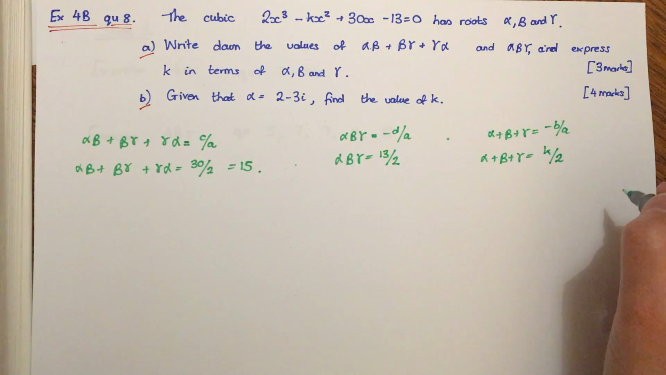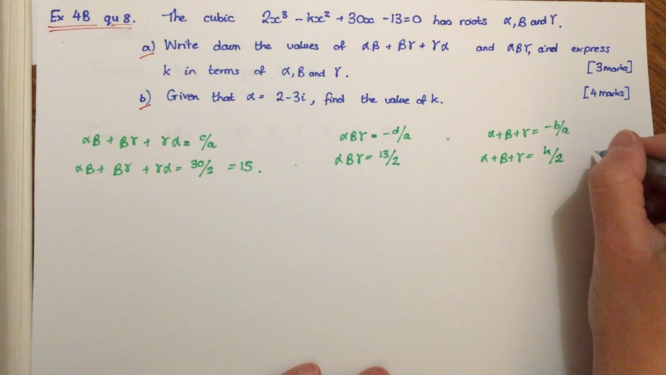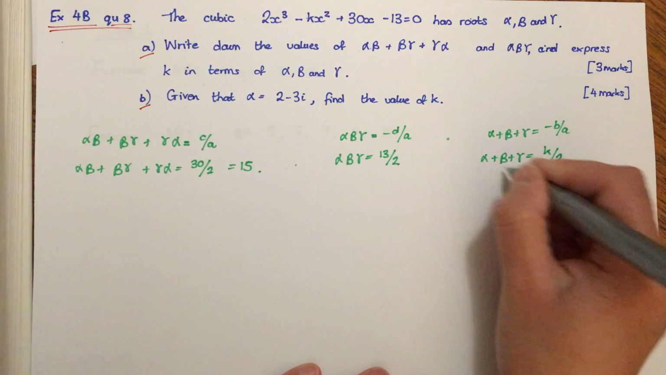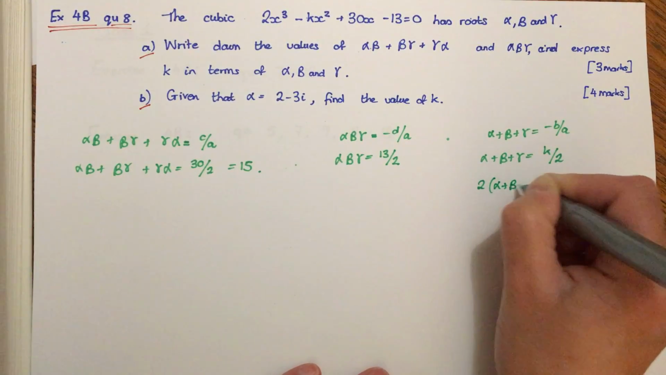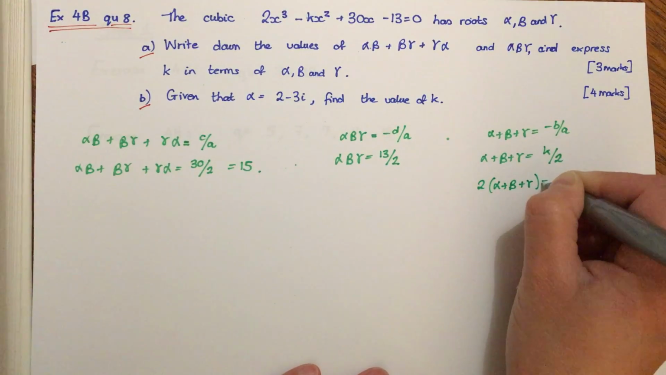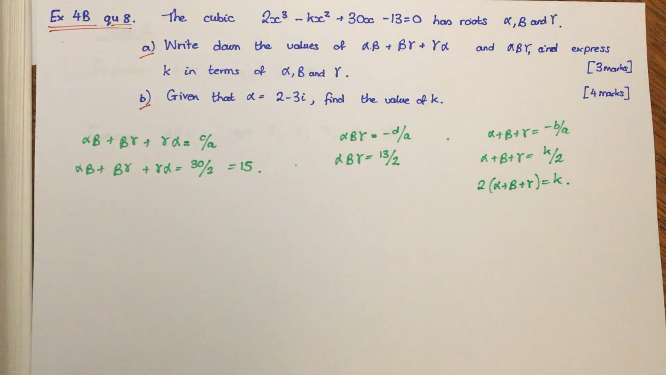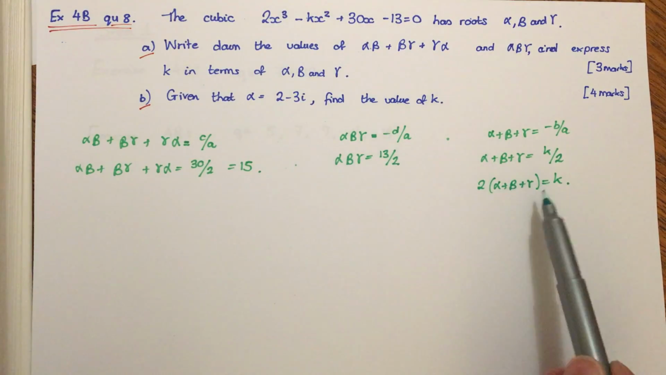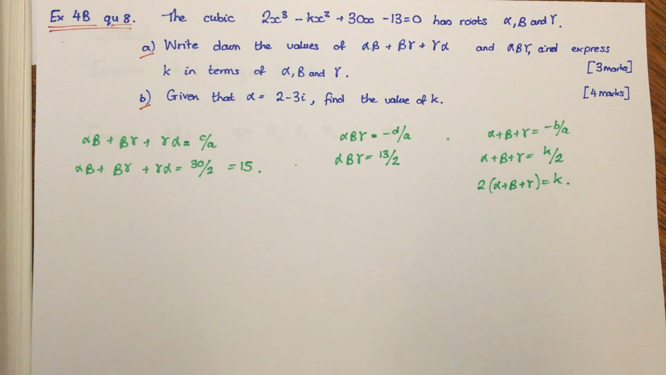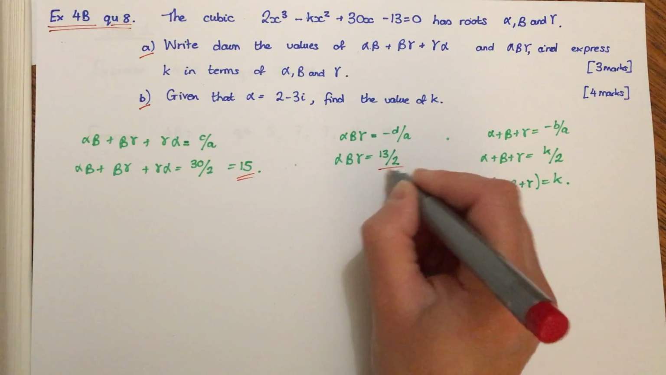I'll put it underneath. So if I times it by 2, 2 times alpha plus beta plus gamma equals k. Okay, so that's the first part of the question done. Value of that one, the value of that one, and k expressed in terms of alpha, beta, and gamma. So 15.